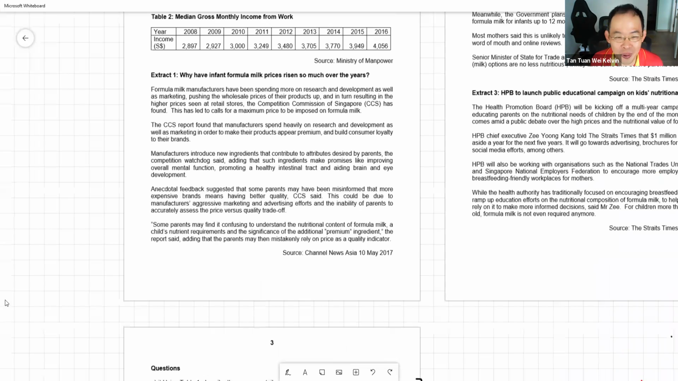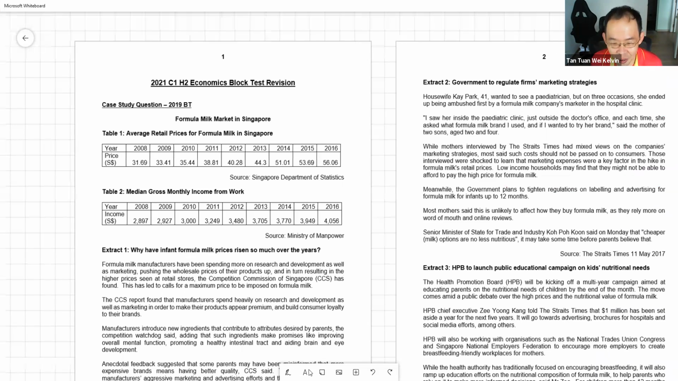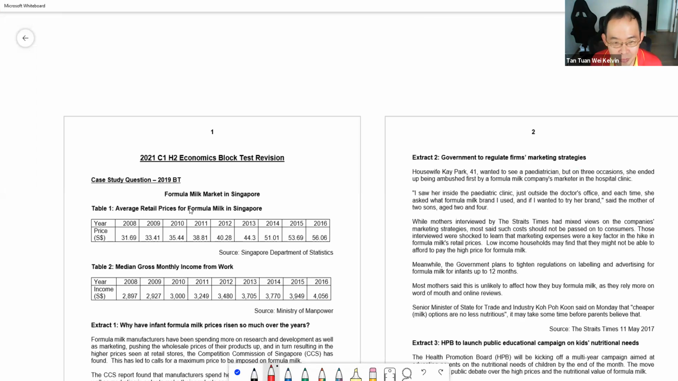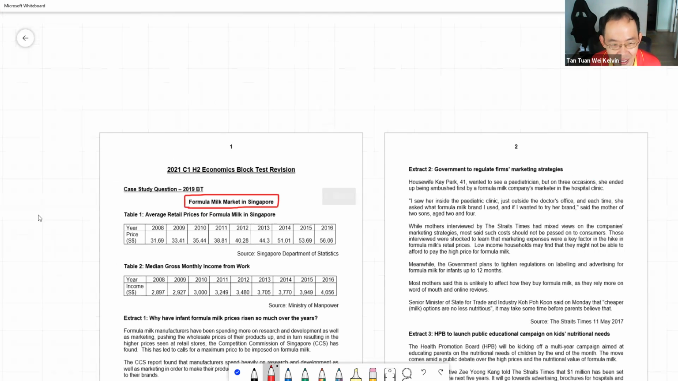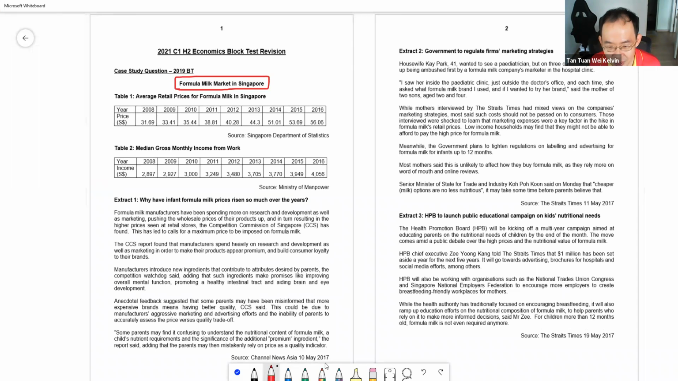So hopefully when you understand the question, you are now reading the case study for a purpose. So let me use a red pen. Every case study has an overall title. So in this case, Formula Milk Market. And have you noticed that this case study, if you look at the source, the year is all 2 years before. So here is 2017.